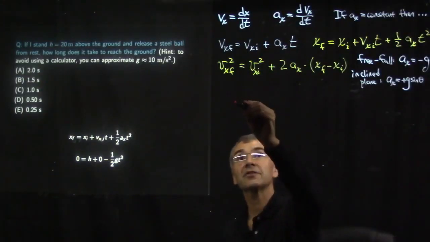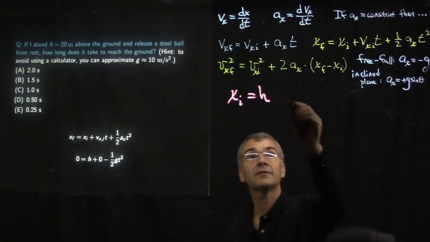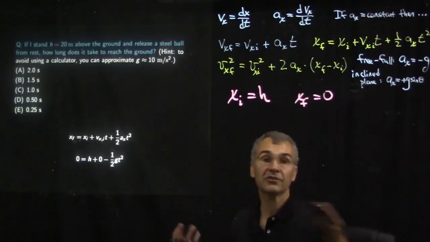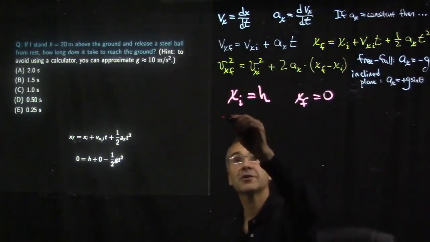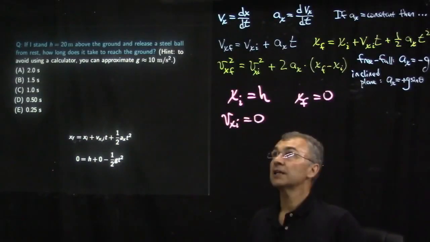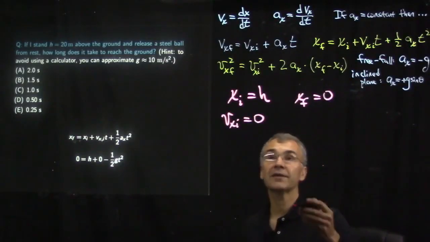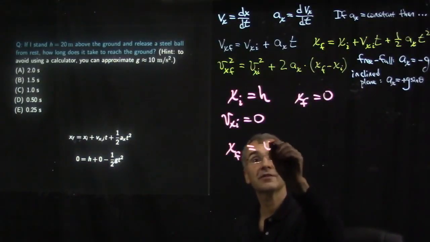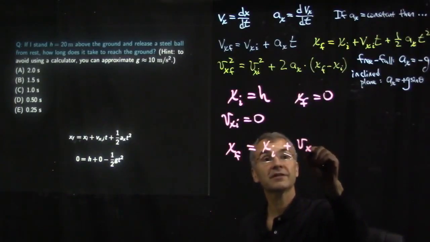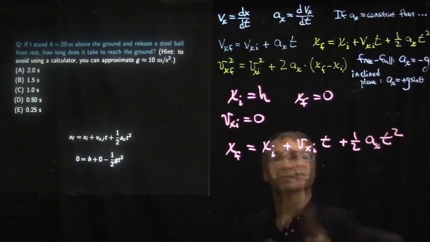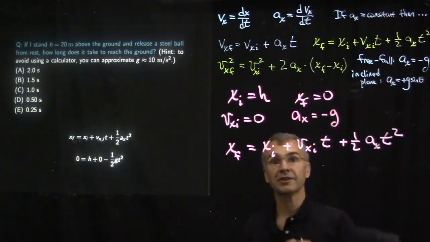We know x initial is h, and we know that x final is 0. 0 is ground level. h is h meters above the ground. And we know that vx initial is 0 because we simply release it from rest. We don't shove it. Okay, we want to know how long it takes to reach the ground. I think we can use this result. So we'll say x final is x initial plus vx initial t plus 1/2 a t squared. And we know that a sub x is minus g. This is 0.